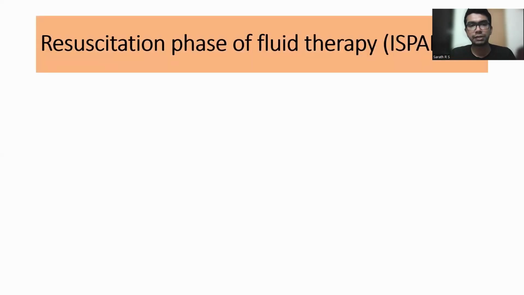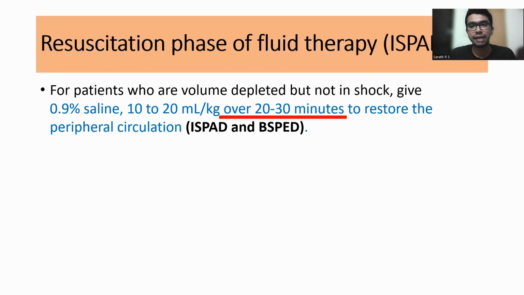Coming to the resuscitation phase of fluid therapy. Whenever the child comes to the emergency department, this is what we administer. If the child doesn't have shock and he has severe DKA, we have to give 10 to 20 ml per kg of fluid, that's normal saline, over 20 to 30 minutes to restore peripheral circulation. The same is given in both guidelines. If you remember, we used to give the same amount of fluid over 1 hour, but as per the PECARN trial, now the duration has changed. Now it's 20 to 30 minutes.